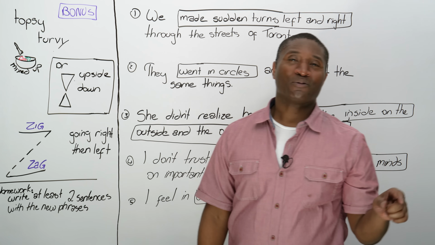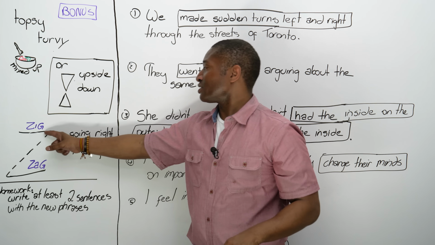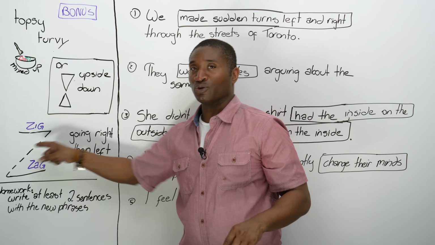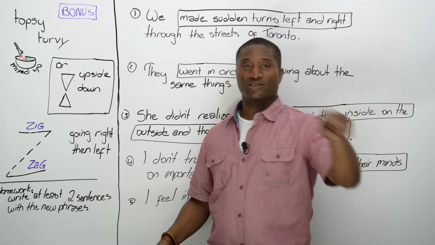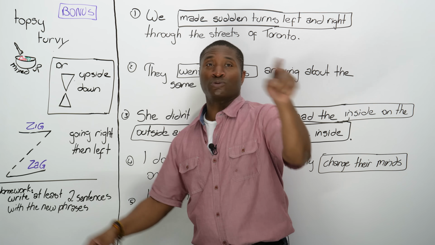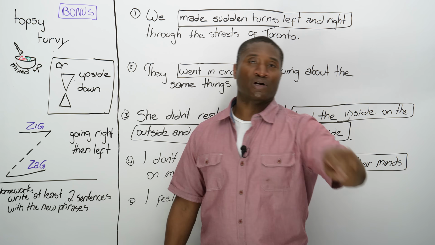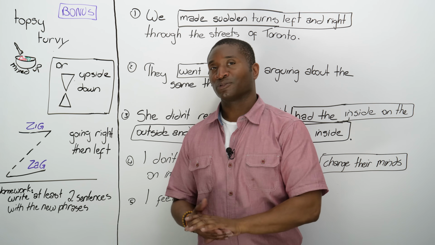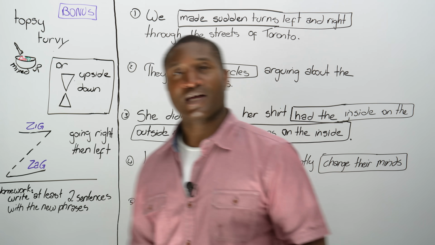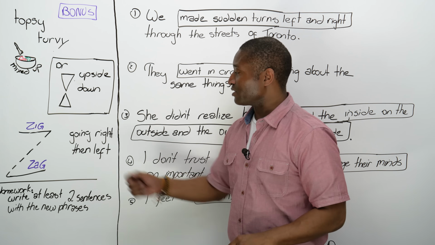Zigzag, though, when we talk about English, we mean to go suddenly to the left and to the right. So you zigzag. You don't go in a straight line. You move back and forth. You're zigzagging, like the letter Z. That's why we have a Z and a Z, to zigzag. Left turn, right turn, left turn, right turn. Cool? So right now, I'm zigzagging as I come to the camera. Okay? Going right, then left.